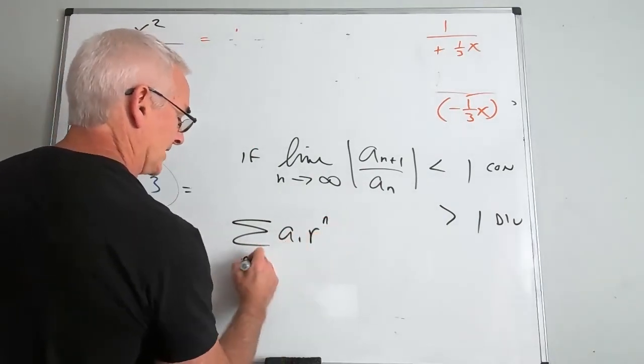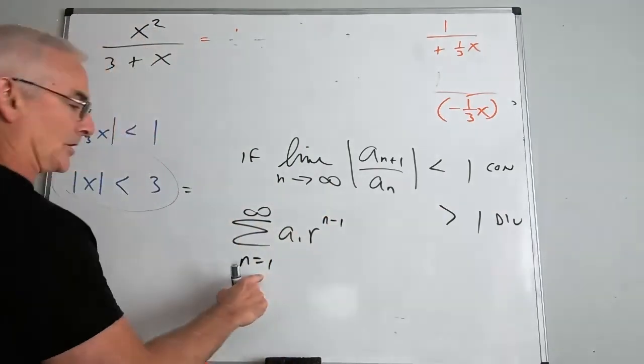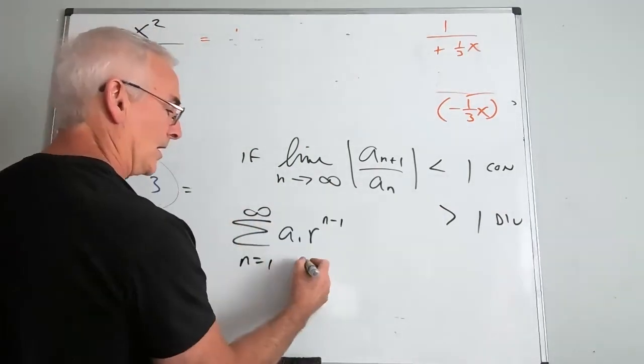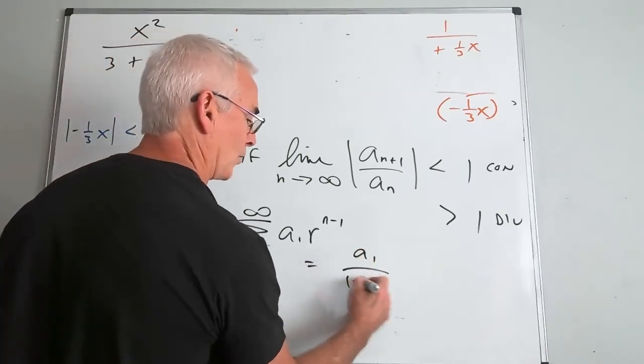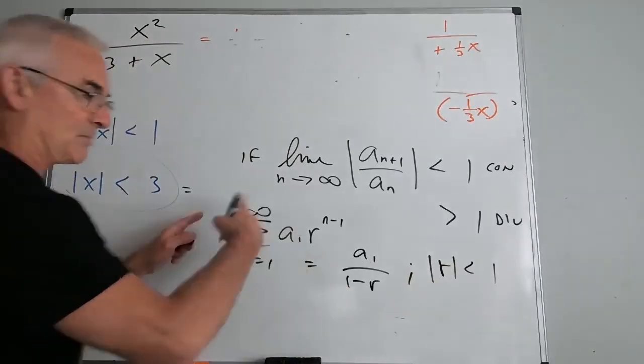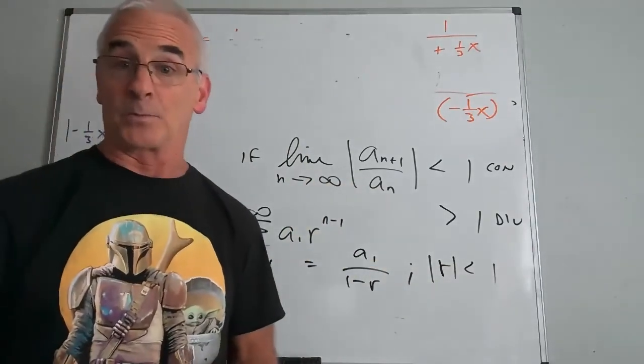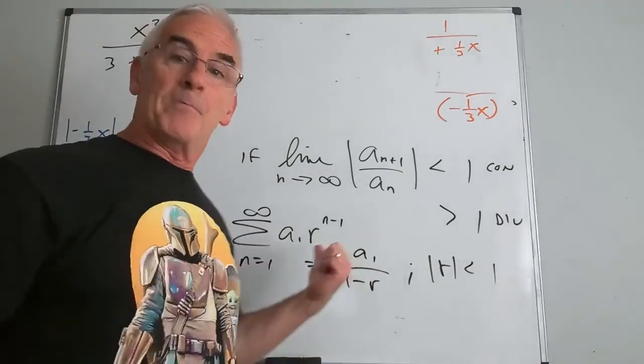If I start this at n equals 1, then this would be n minus 1. If we started at n equals 0, then this would be 1. We know this is a1 over 1 minus r if the absolute value of r is less than 1. We know this, we prove this, we derive this. This is a formula, not a bad one to write down. That's the formula for geometric series. You don't have to memorize that.